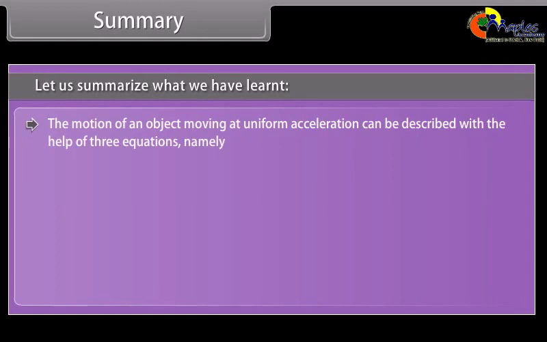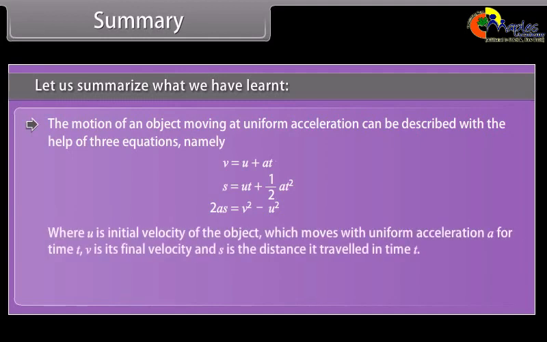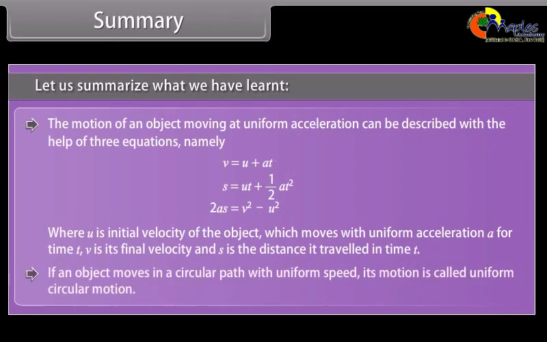The motion of an object moving at uniform acceleration can be described with the help of three equations, namely v is equal to u plus at, s is equal to ut plus 1 upon 2 at square, and 2as is equal to v square minus u square, where u is the initial velocity of the object which moves with uniform acceleration a for time t, v is its final velocity, and s is the distance it traveled in time t. If an object moves in a circular path with uniform speed, its motion is called uniform circular motion.